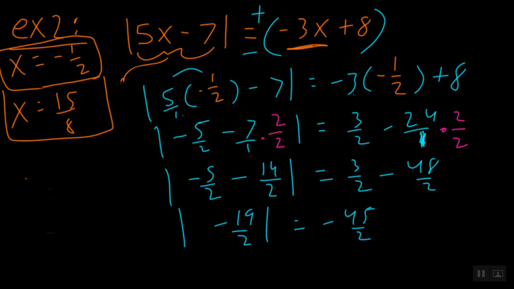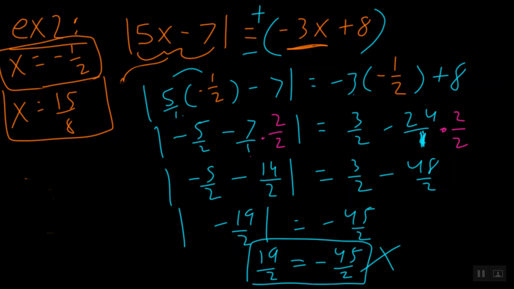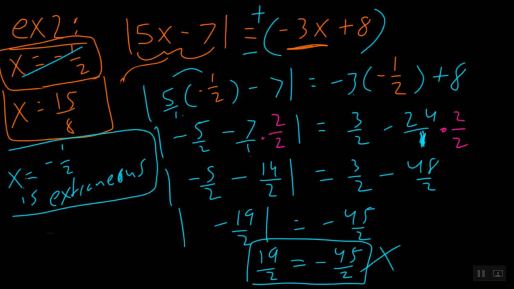And lastly, guys, the absolute value of negative 19 over 2 is positive 19 over 2 equals negative 45 over 2. That is wrong. That is false. That is not a solution. In fact, we would say x equals negative 1 over 2 is extraneous. It means it works out mathematically, but it is not actually a solution. Let me go ahead and clear this up for y'all real quick.